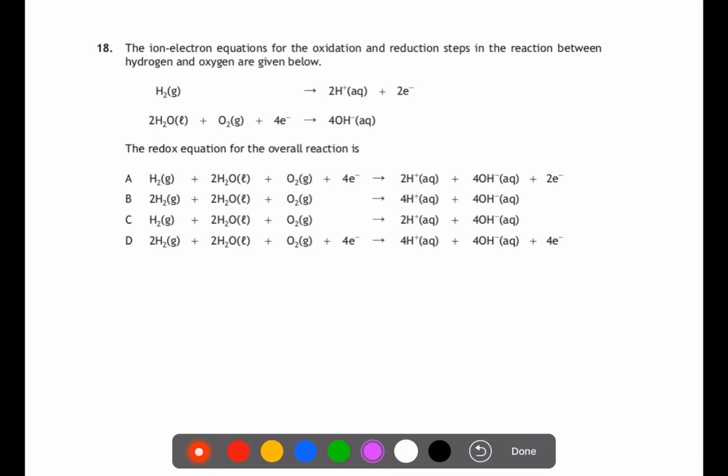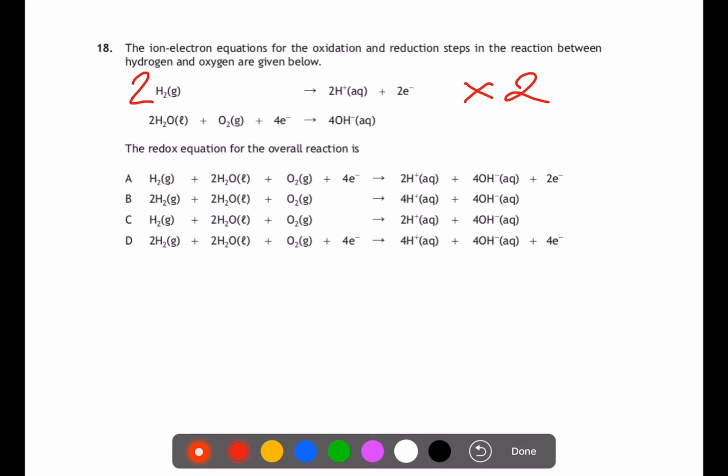Question 18. The ion-electron equations for the oxidation and reduction steps in a reaction between hydrogen and oxygen are given below. What is the overall redox reaction? To be able to write an overall redox reaction, you need to eliminate the electrons. As we can see, we have 2 electrons here and 4 here. We need the electrons to be the same if we are to be able to eliminate them. So we need to multiply this first equation by 2.